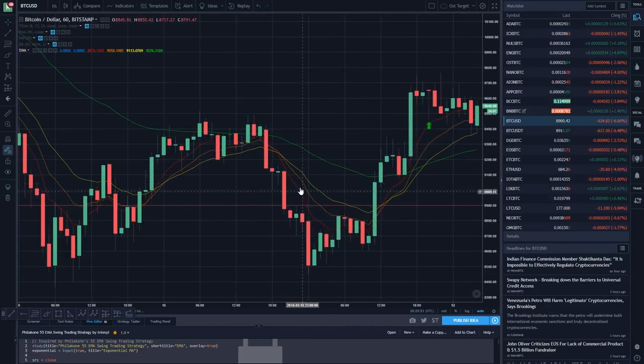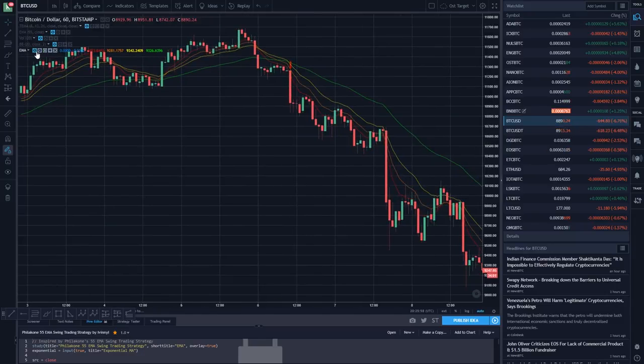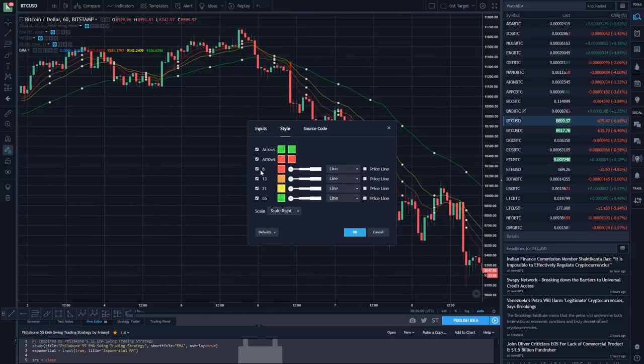Now, Silicone does green, red, yellow, and orange. I like to change the colors personally. So you can go up here to the top left and you can open up the wheel and you can change the colors. You cannot change the values because Silicone uses 8, 13, 21, 55, which are Fibonacci numbers, but you can change the color.